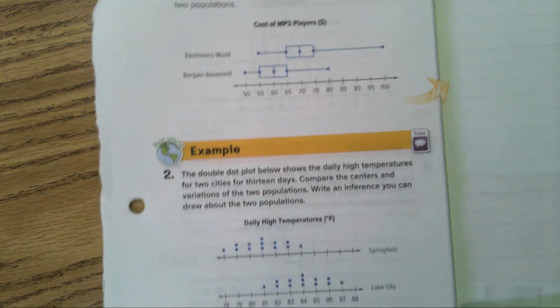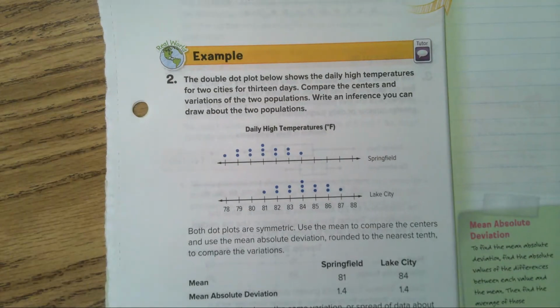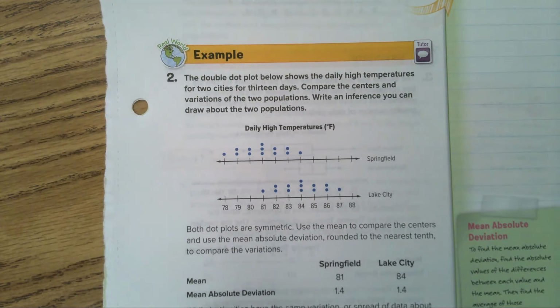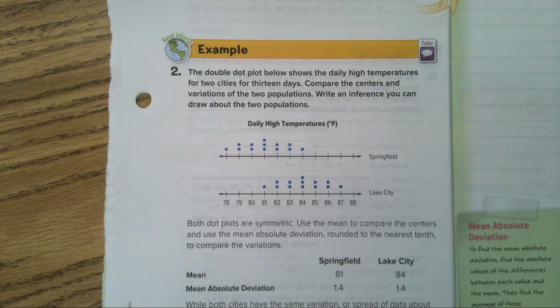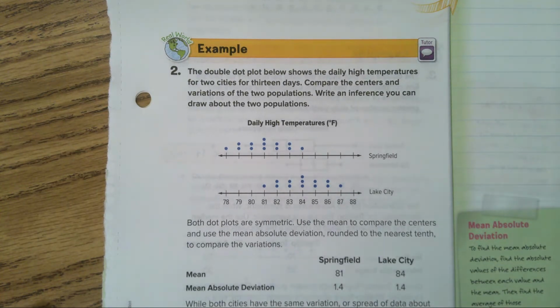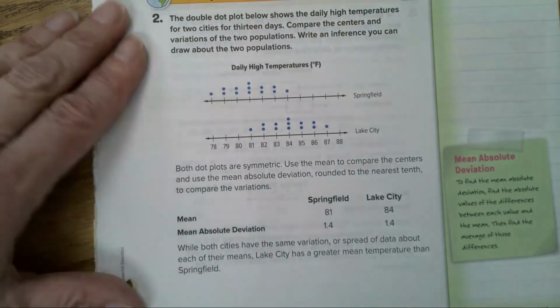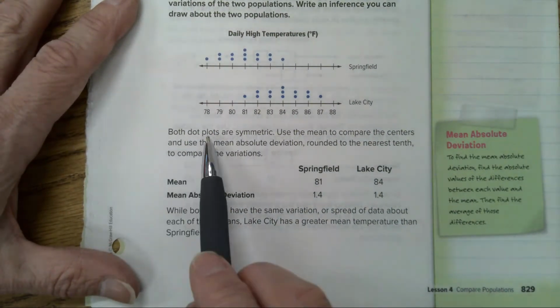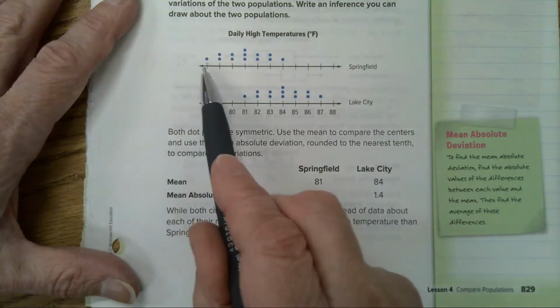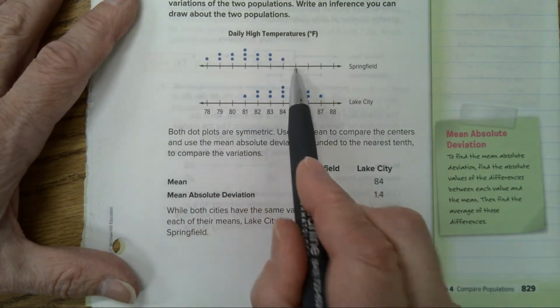Okay, now let's go and look at example number 2. Here we have a double dot plot. The double dot plot below shows the daily high temperatures for 2 cities for 13 days. Compare the centers and variation of the 2 populations. Write an inference you can draw about the 2 populations. Well, I'll just read what they have here instead of giving my own opinion first. It says both dot plots are symmetric. Look, they both sort of go up and down.